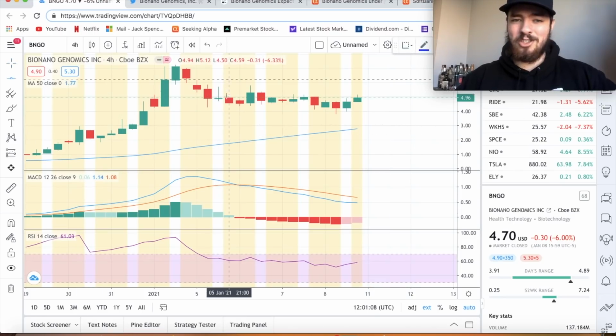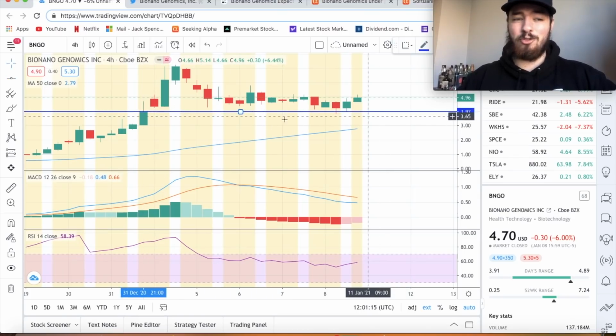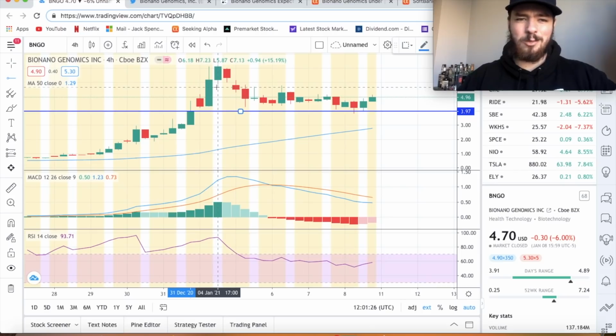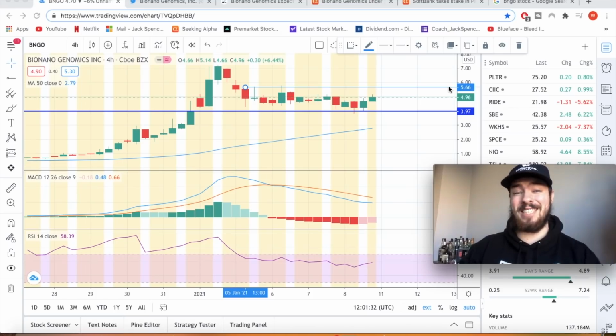Now, in regards to the actual chart, you can see some actual consolidation happening. So I'd say some areas to be looking at are right around here, right around $3.97 a share. And then there's a few areas with considerable price action, but I mean, right around here, there's quite a lot. Right around $5.66 a share.